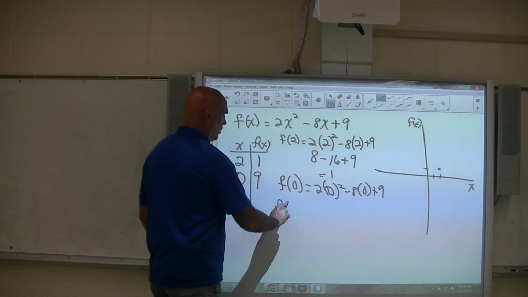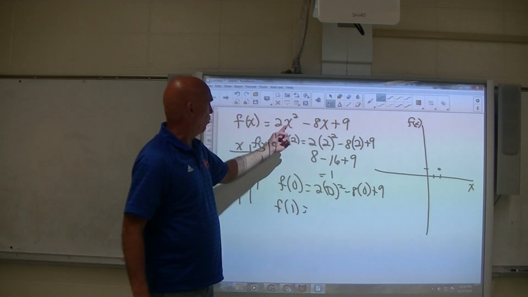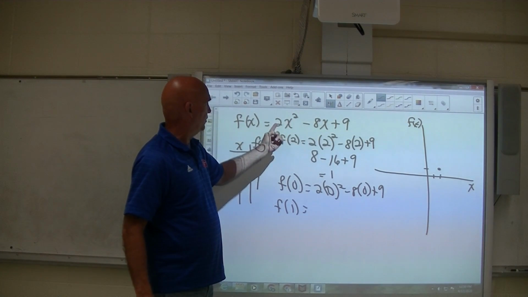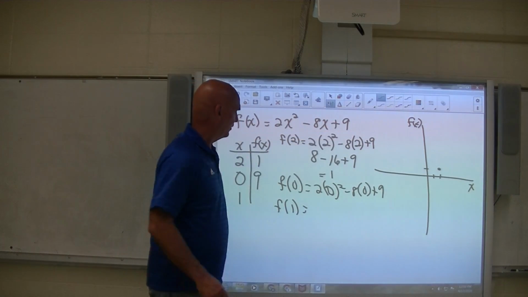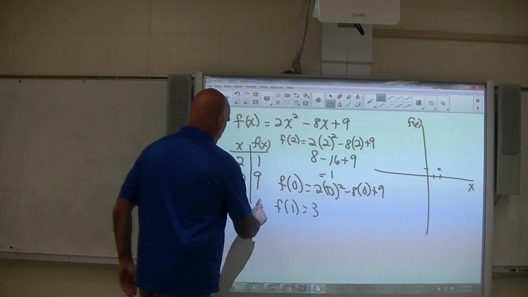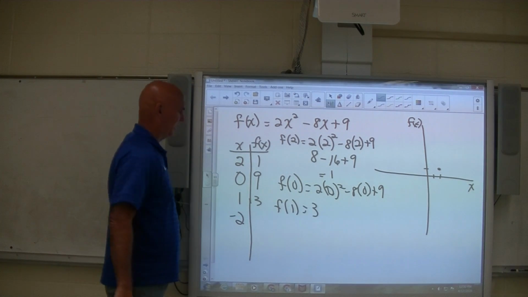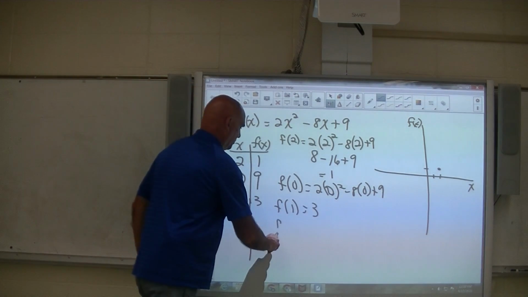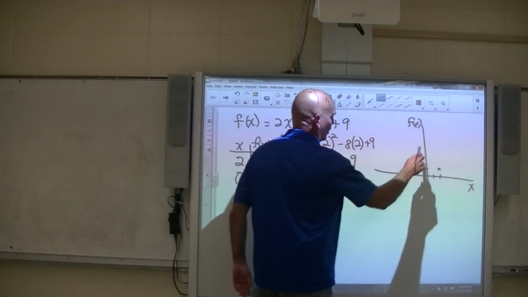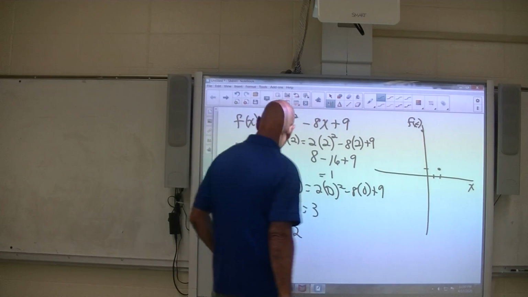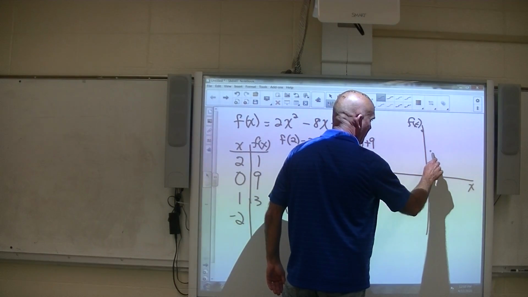So let's think of some other numbers to put in. If x is equal to 1, we find f of 1. Let me do this quickly, in my head. Put in a 1 here: 1 squared is 1, times 2 is 2. 2 minus 8 is negative 6, plus 9 is 3. By the way, (0, 9) goes way up here, and (1, 3) would go right up in here.